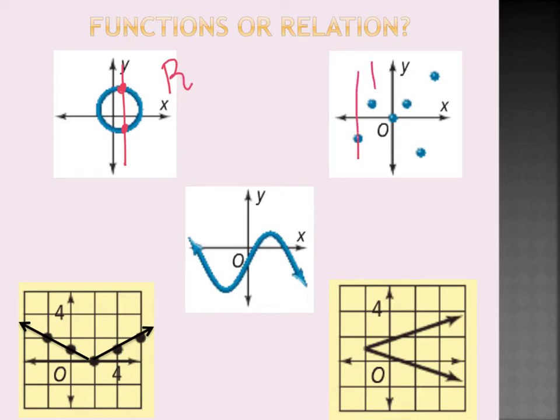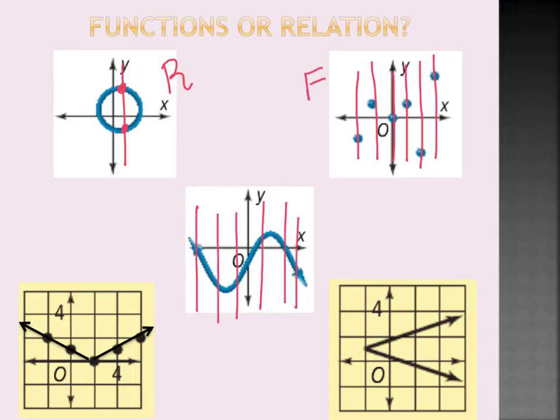Here, drawing my vertical lines, I only ever hit one value, so this is a function. Here, I will only ever hit one value as well, so this is also a function. This V graph here, I only ever hit one value, so this is a function. And here immediately you can see that I'm going to hit 2 points. It doesn't matter where I draw the line, so this is only a relation.